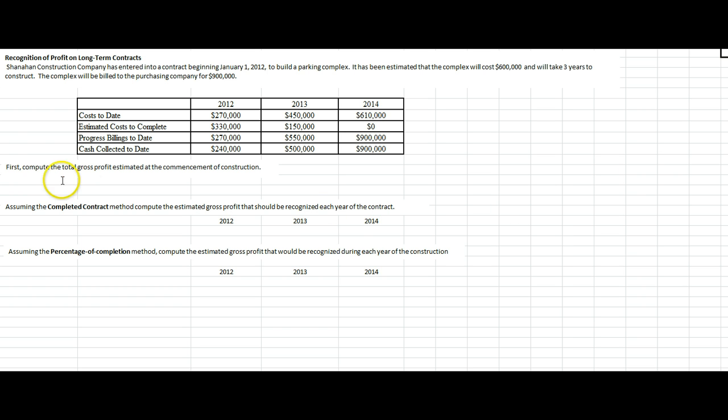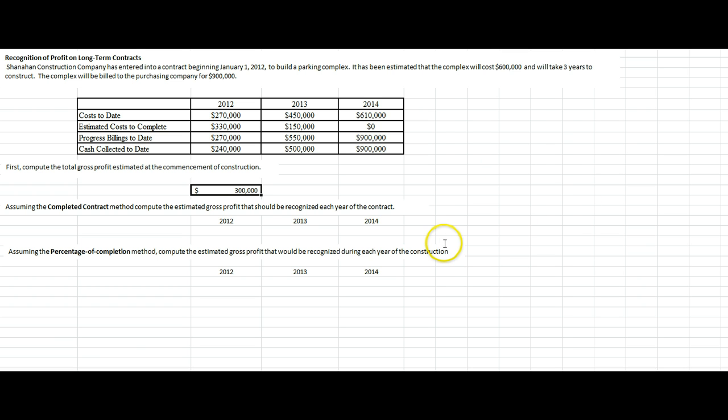So first, it asks us to compute the total gross profit estimated at the commencement of construction. Well, at the beginning of construction, we think we're going to charge them $900,000. We think it's going to cost us $600,000. So the answer to that question simply is 900,000 minus 600,000, or $300,000.